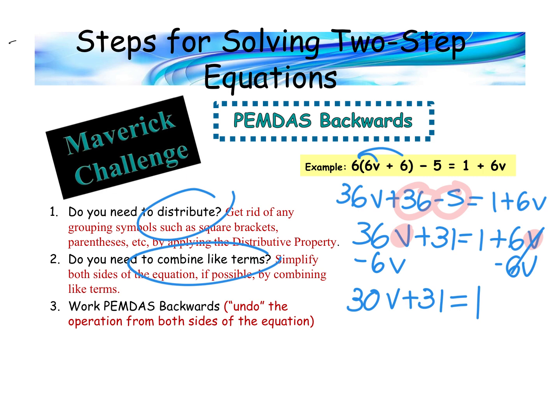Okay, now this is something closer to what we're used to solving. Now we're going to move that 31 to the other side since we want to leave the v alone. And it's going to give us 30v is equal to negative 30. So when I divide both sides by 30, I'm going to get that v is equal to negative 1.